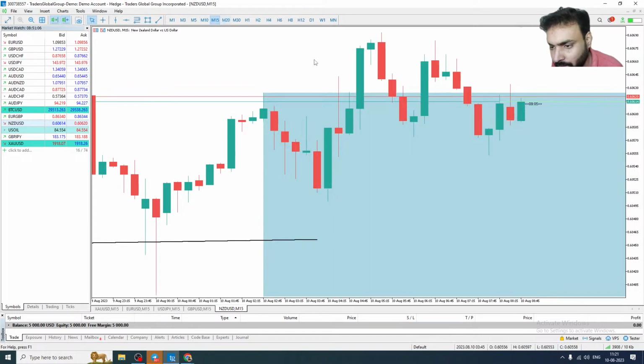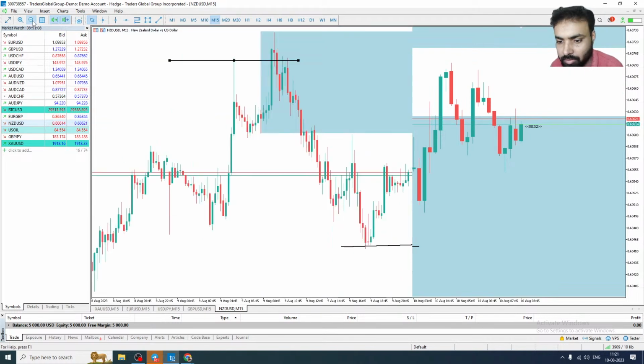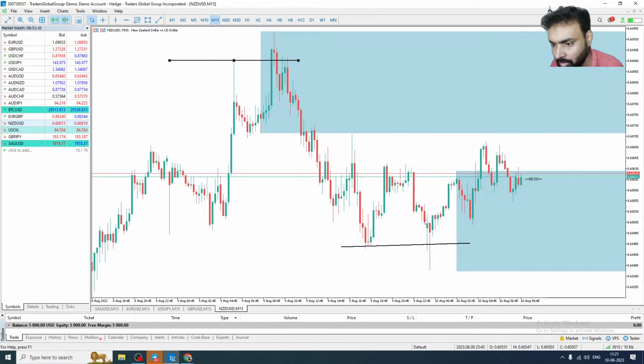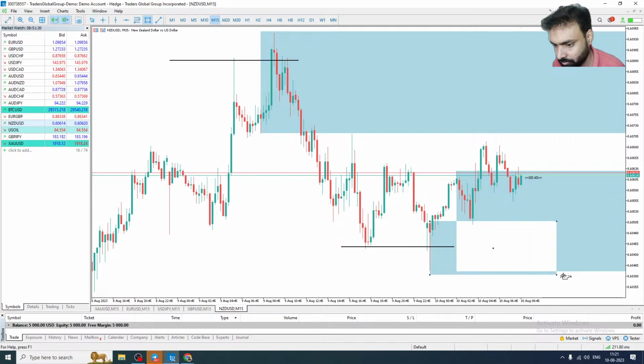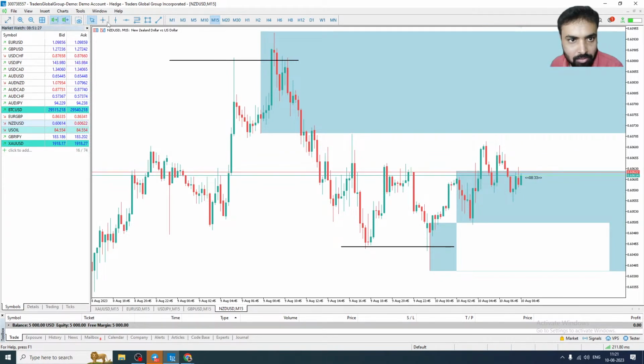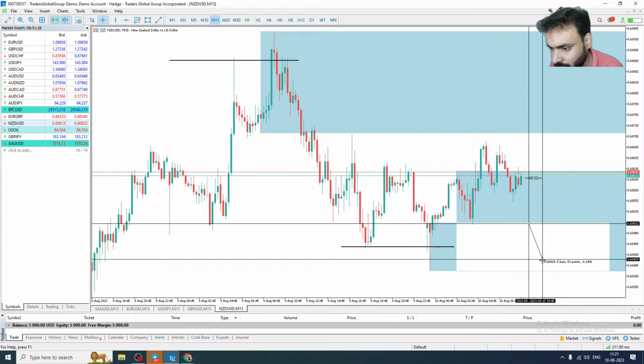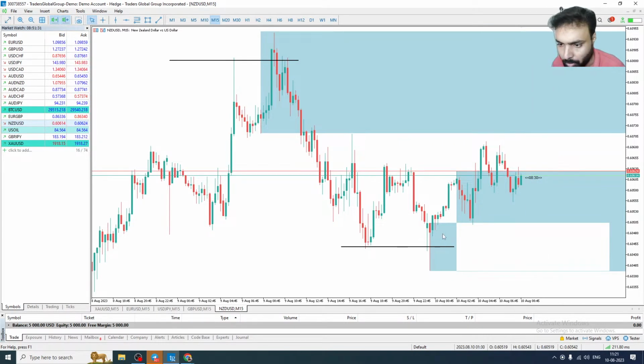Let's go to 15 minutes. Okay, this candle is our level. This is also already touched. Let's look for one more time, maybe. 100 points. 100 points stop loss.